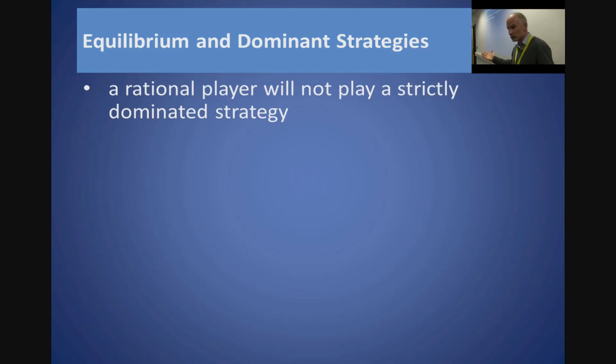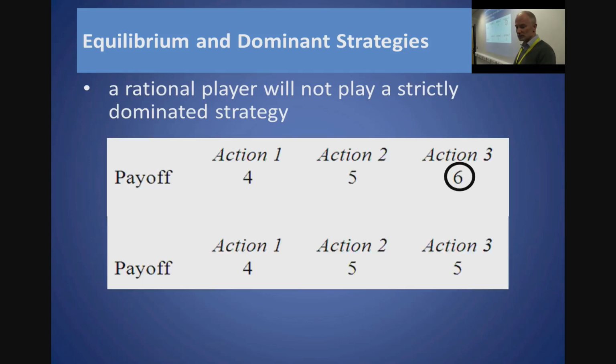And so if you're rational, as we saw in our previous game, you never chose action 4 because it gave a lower payoff. So it was strictly dominated. And why, in the first game, did we choose action 3? Because action 1 or action 2, paying 4 or 5, was strictly dominated. It always gave a lower payoff. So that's the idea that we're going to adopt.